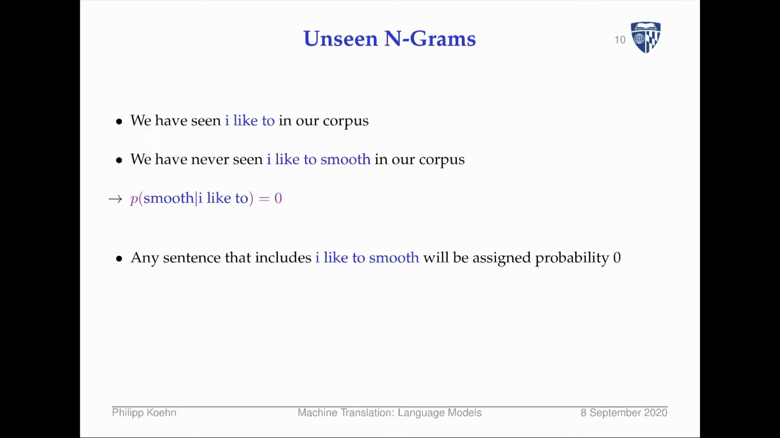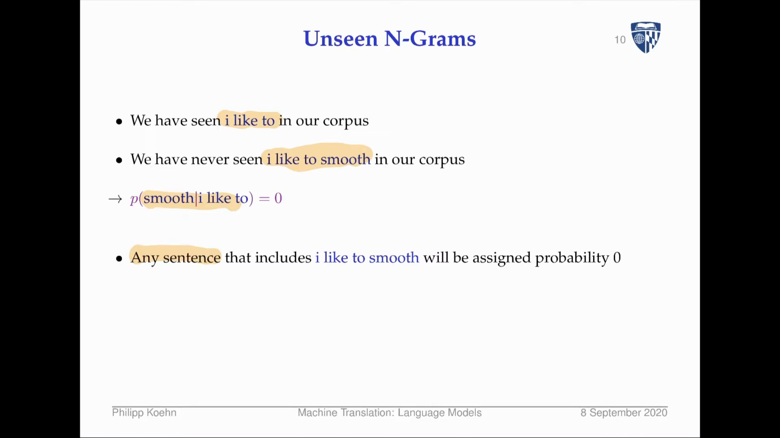So let's see, there are some n-grams in our corpus that we have not seen. So let's say I've seen this sequence of words I like to in our corpus, but I've never seen I like to smooth in our corpus. So we did maximum likelihood estimation, and that tells us that probability is going to get a value of 0. So that's what we've done so far. I didn't have a problem with it so far, but here's where the problem comes in. Any sentence that includes I like to smooth will be assigned a probability of 0.